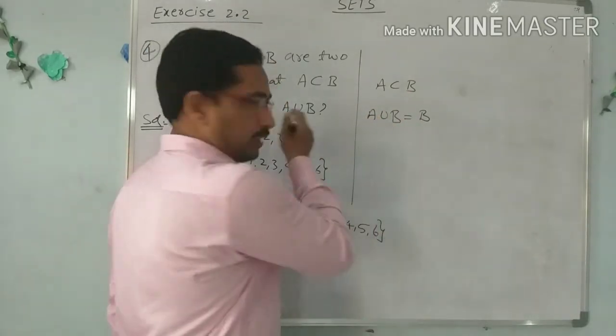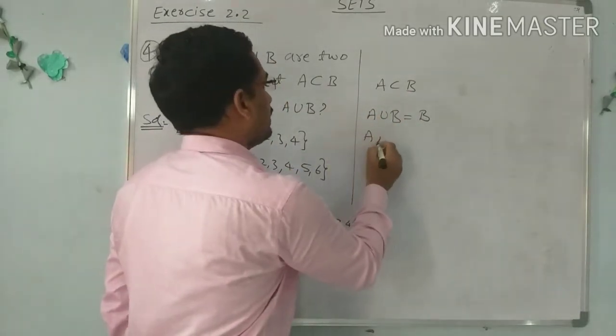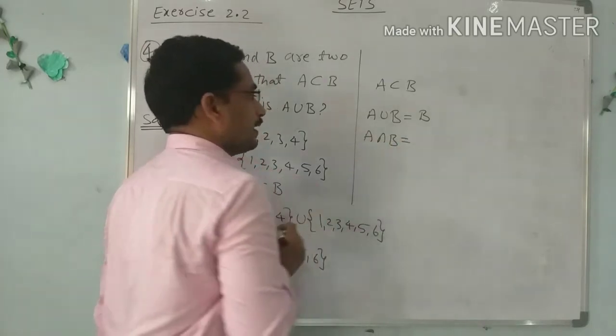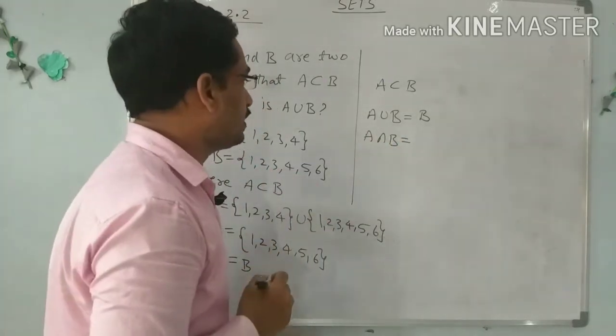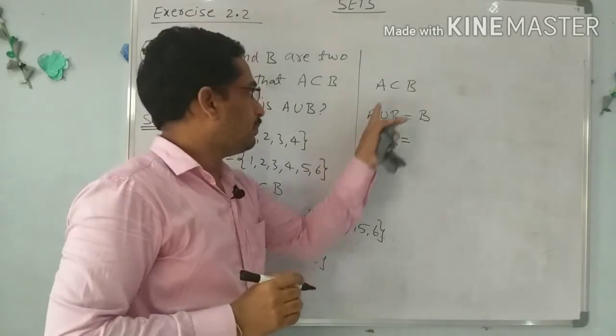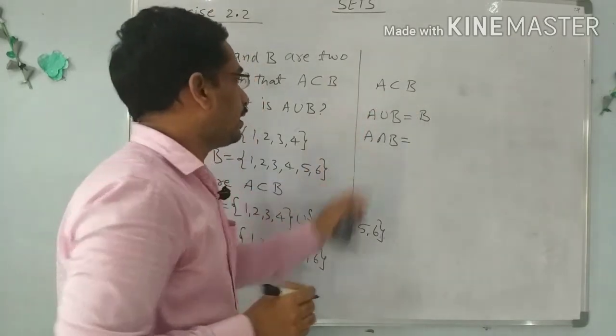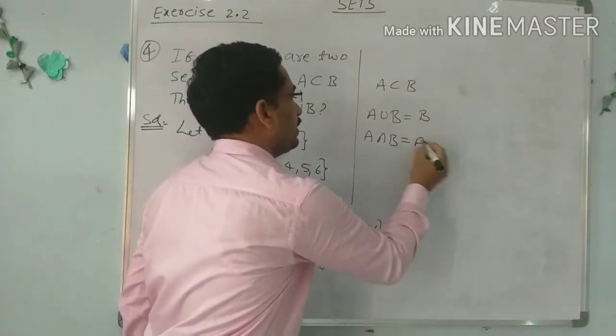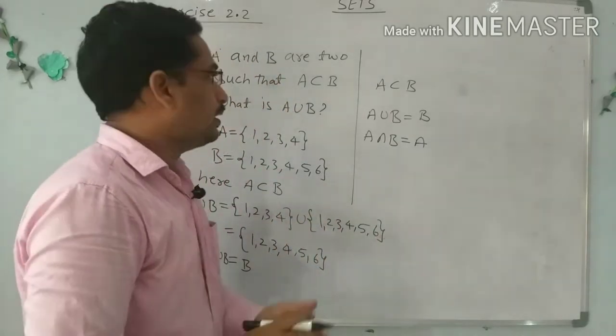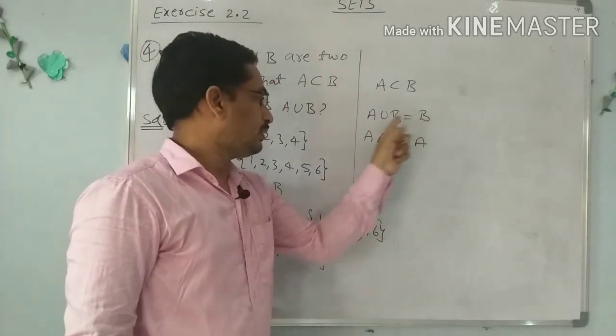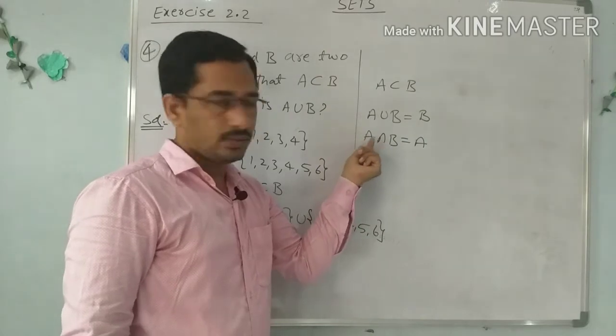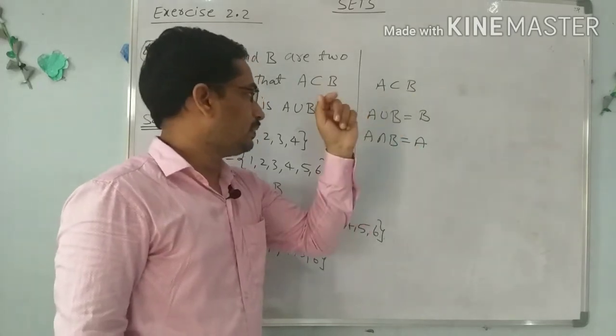In general, it is not in the question, but see. A intersection B, the intersection means the smallest set always. Means if A subset B, then always A intersection B equal to A. So remember, if A subset B, union means always the biggest set and intersection means always the smallest set.